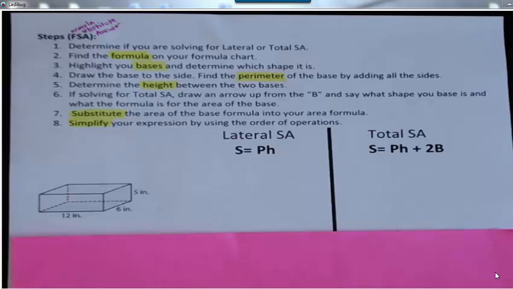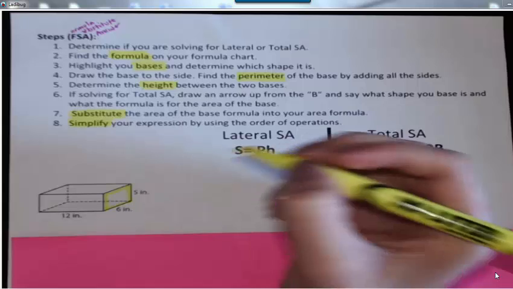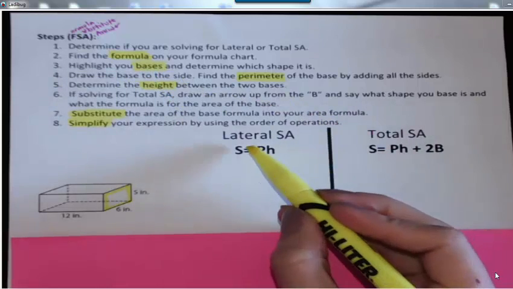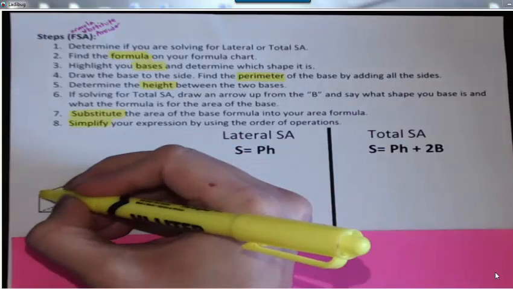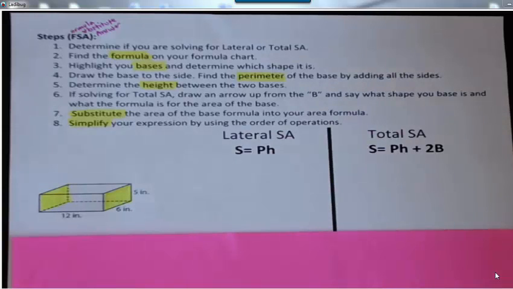Okay, this first example is a rectangular prism because I know that the bases are rectangles. Now, with a rectangular prism, we can choose any bases, but they have to be parallel to each other. So I'm going to choose these two bases, and I'm already skipping down to step 3 because I'm going to find lateral and total surface area here. So I'm highlighting my bases. Remember, it's the same exact shape, and they're separated by the height of the prism.